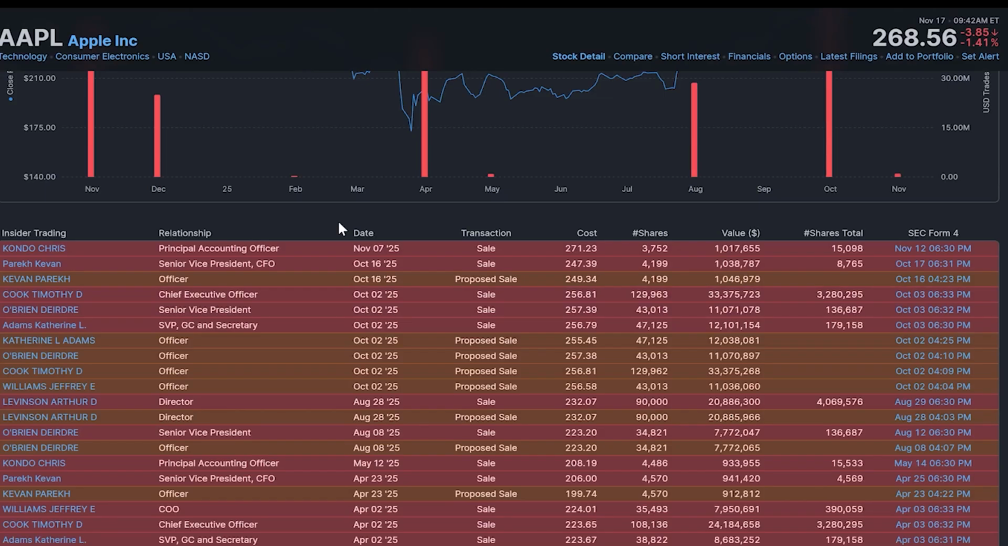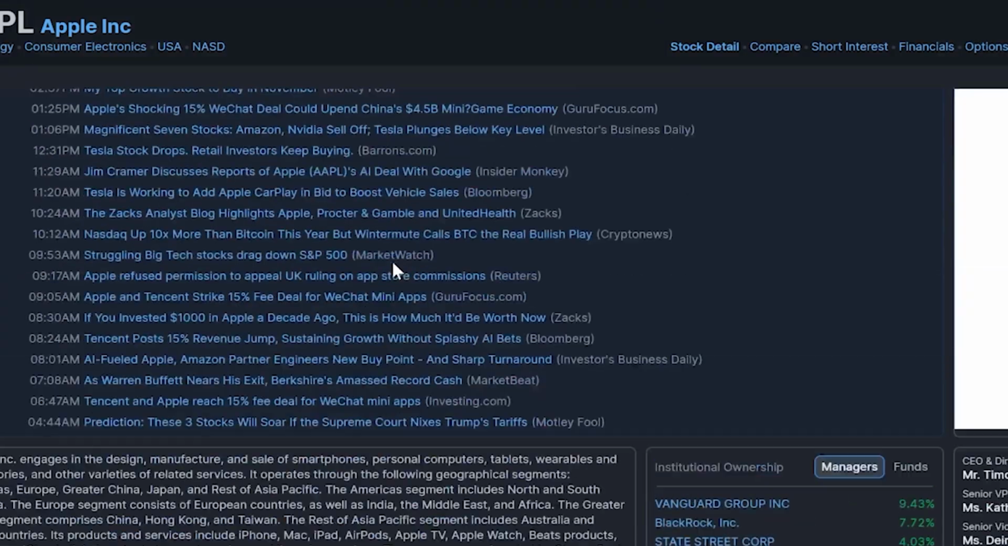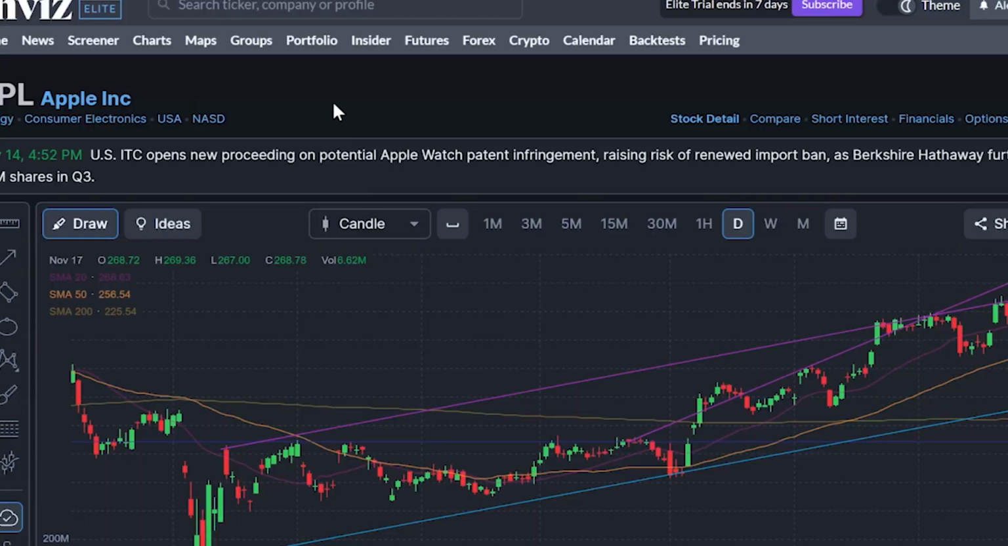So I really like having all of this information about a stock in a single window. You don't have to click through a bunch of different menus. It's easy to get all of this holistic information about a specific company from Finviz on a single page. So that's the company-specific analysis in Finviz.